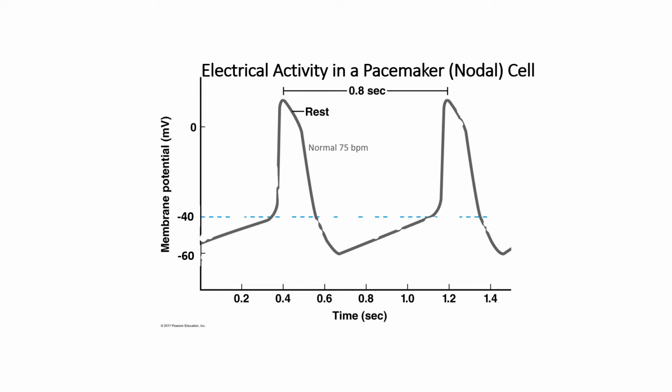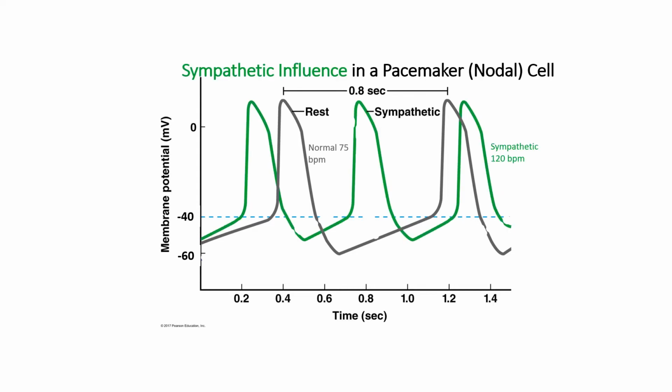If this is basically that pacemaker potential, which we just saw and went through, for a normal person beating at about 75 beats a minute, so you're going to have 0.8 of a second in between these peaks here. If you have your sympathetic activity kick in, that's going to increase the speed of your heart rate. So how that affects it is going to be right here, that pacemaker potential.